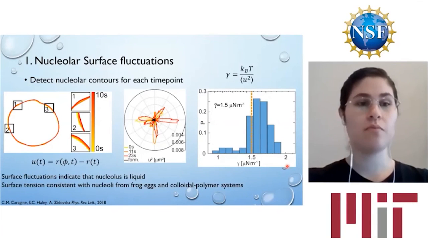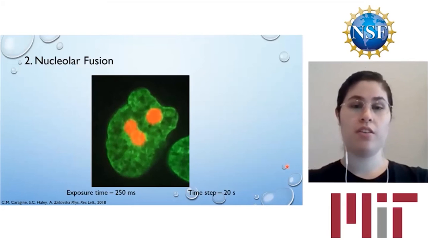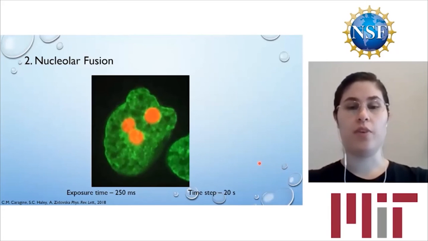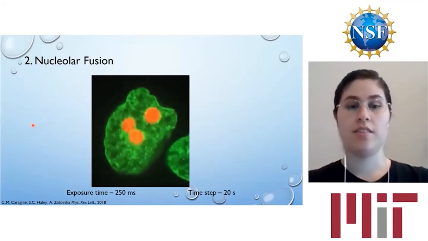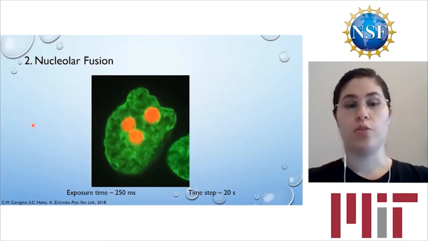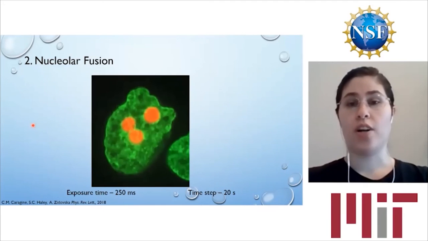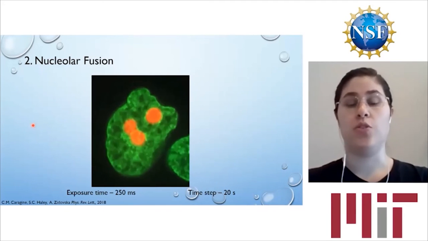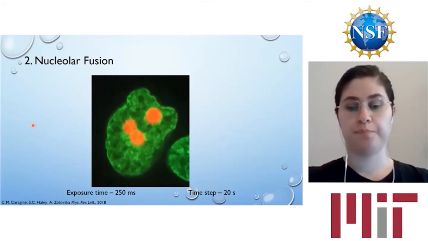So then we looked at nucleolar fusion. In this video here, again, the green is chromatin and the red are nucleoli. You can see these two nucleoli coming together, they touch, and then over time, the neck between them grows as the droplets fuse together. And if we were to watch this video for much longer, we would see these nucleoli round up over time into one new spherical droplet.